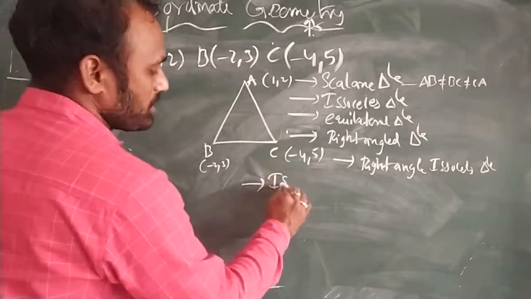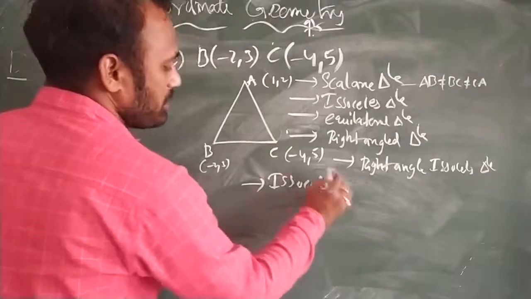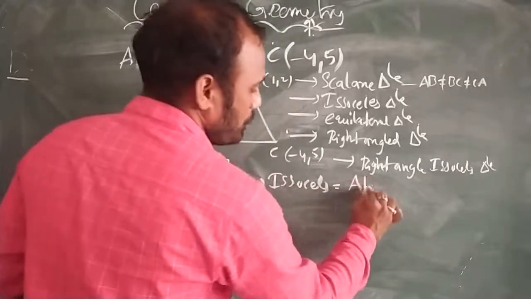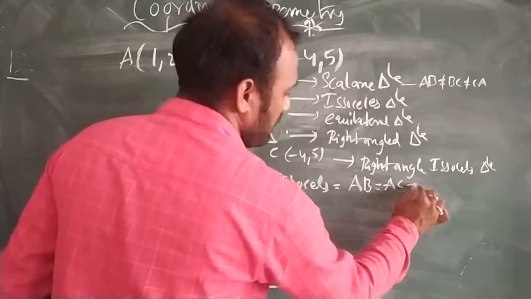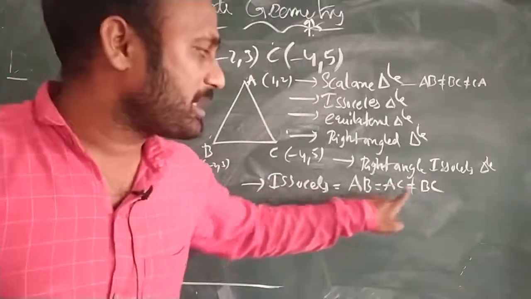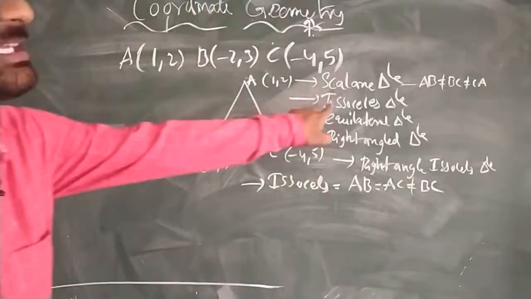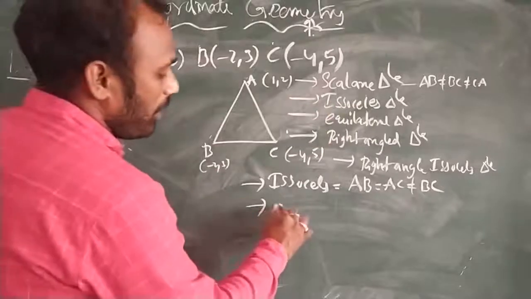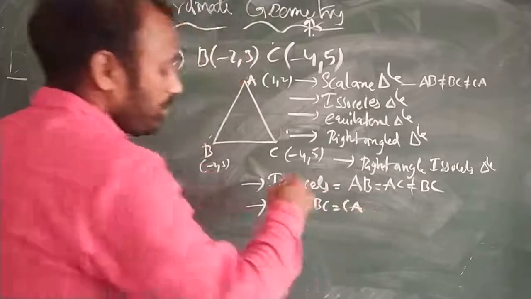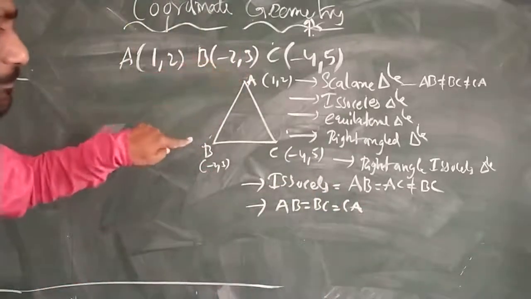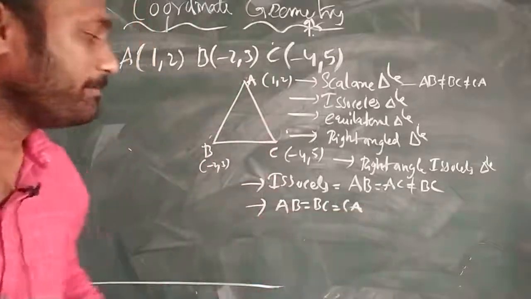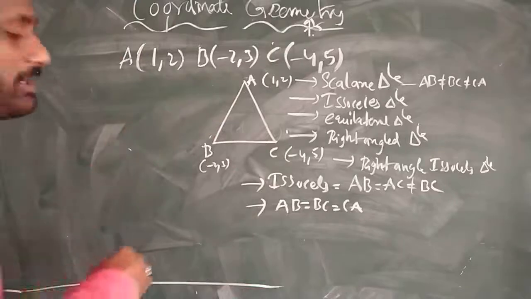Next, isosceles triangle. When I am going to call it an isosceles triangle: among these three, AB, BC, AC, if any two are equal, for example AB is equal to AC but not equal to BC, that means if any two sides are equal, then we can call that triangle an isosceles triangle. If all sides are equal, then we have to call it an equilateral triangle. It means if the distances between AB, BC and CA, the three points, are equal, then we call this triangle an equilateral triangle.